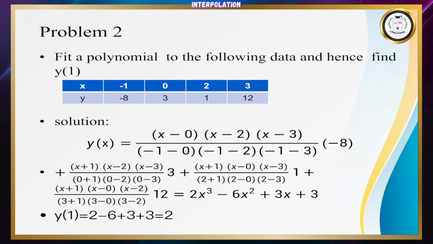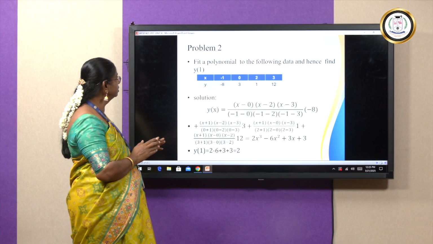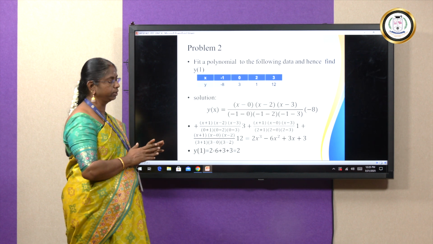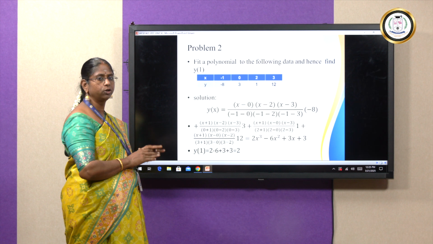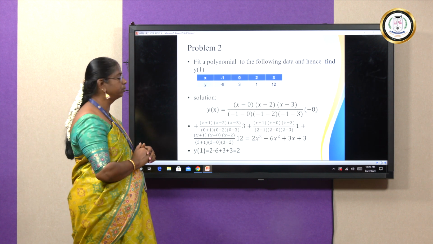Then in the second problem, we are going to find the polynomial. That means there is no x value given. So generally it is given as find or fit the polynomial first, and then you find what is y of x is equal to 1. So always you have to find the polynomial first when you have such a question. So how can I find out the polynomial?